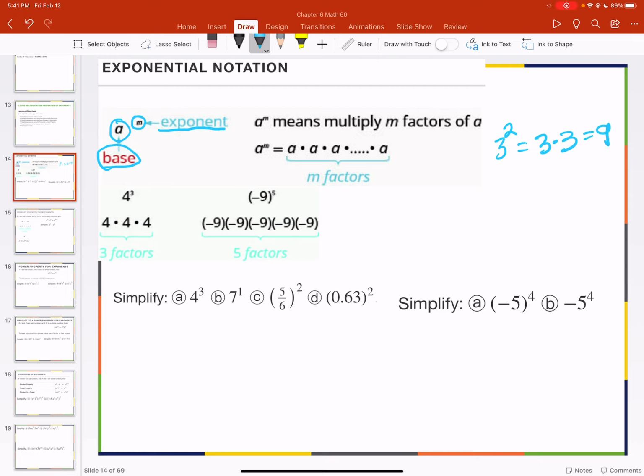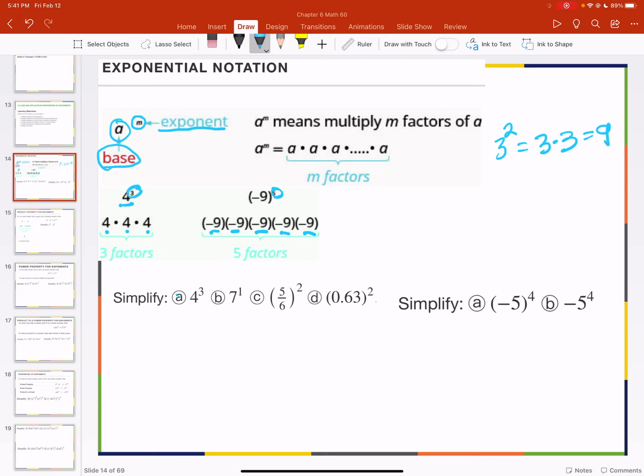If you have 4 cubed, the base is 4. The exponent is 3. So what that means is you're going to take 4 and multiply it by itself 3 times. So that would be 64. And then here's an example, negative 9 to the 5th power. That means you take negative 9 and multiply by itself 5 times.